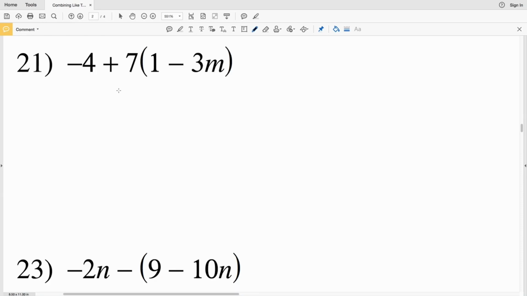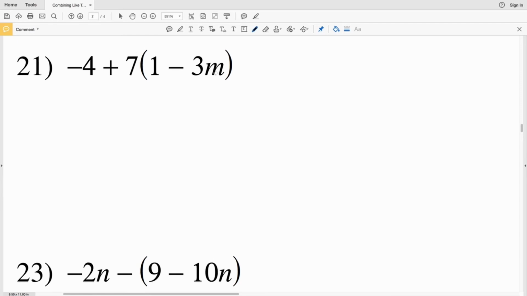Continuing on with the combining like terms worksheet, let's do number 21. In 21, we have negative 4 plus 7 times 1 minus 3m. We need to remember order of operations. We're going to have to do what's inside of the parentheses first in order to simplify this expression. However, we cannot combine a 1 and a 3m because they're not like terms. So we're going to need to use the distributive property and distribute the 7 to the 1 and then the 7 to the 3m.